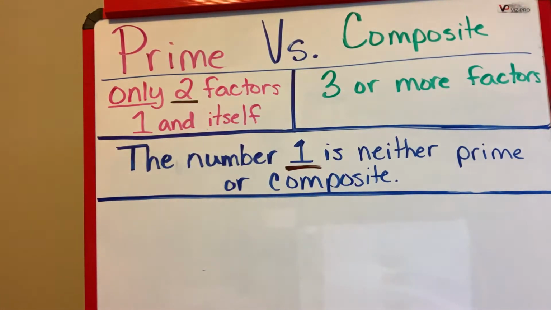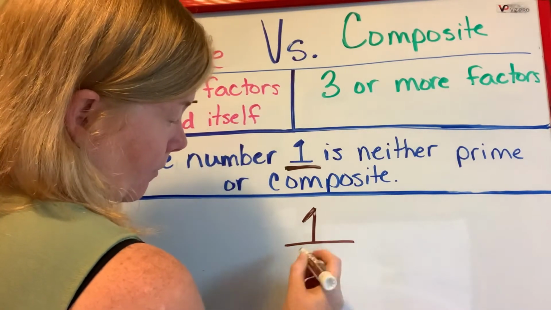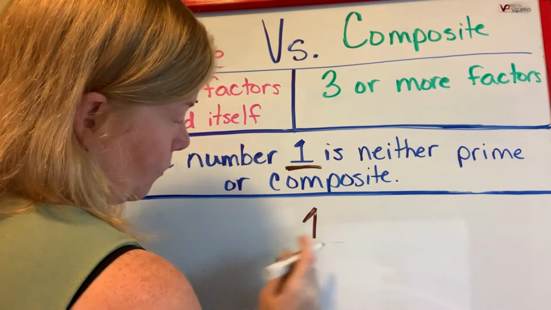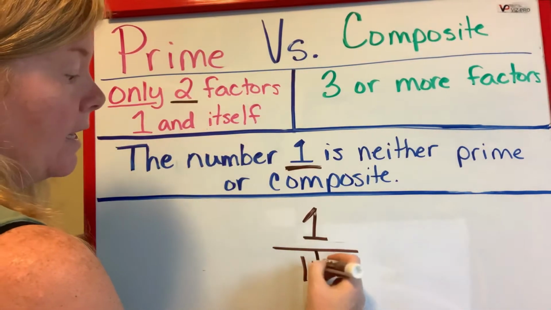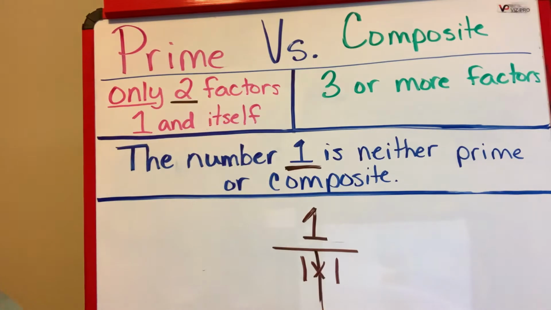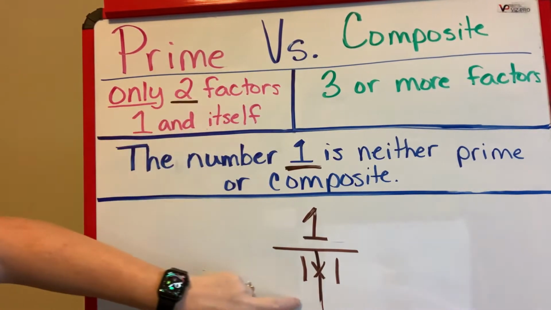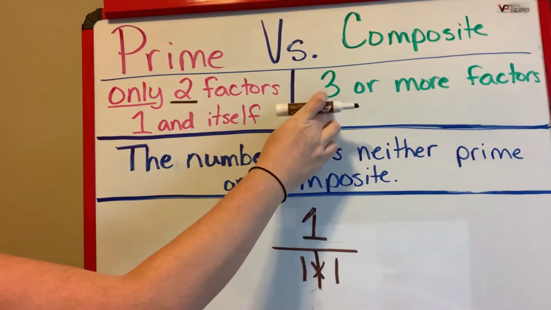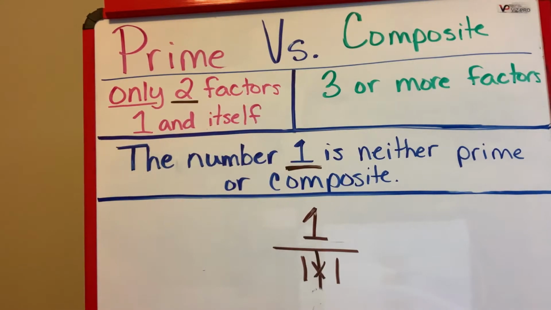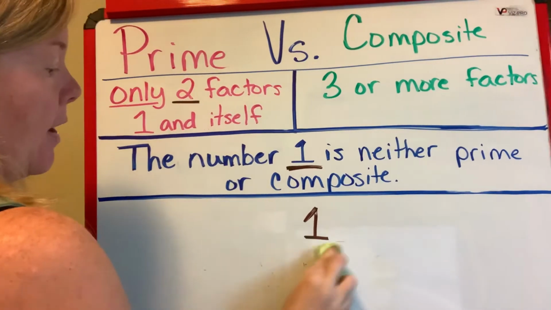1 is neither prime nor composite because when you do the factors of 1, I have 1 times 1. Well, that's only one number, so it doesn't have 2. It doesn't have 2. This is the same number. So because it doesn't have at least 2 and it doesn't have 3 or more, it is neither prime nor composite. All right, so let's get started on our first number.